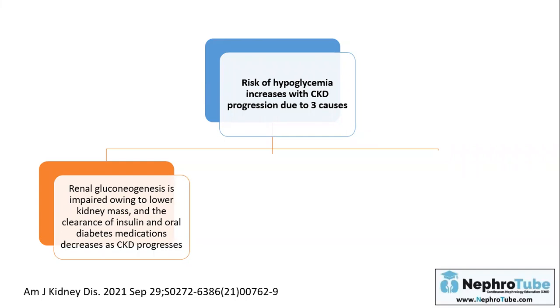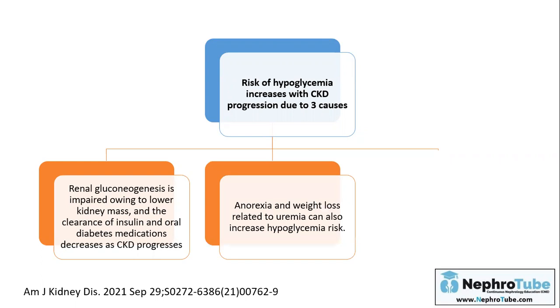The second factor that increases the risk of hypoglycemia in our patients is that with the progression of kidney disease, the patient may have anorexia and also weight loss related to uremia. So the anorexia with decreased food intake will increase the risk of hypoglycemia too.